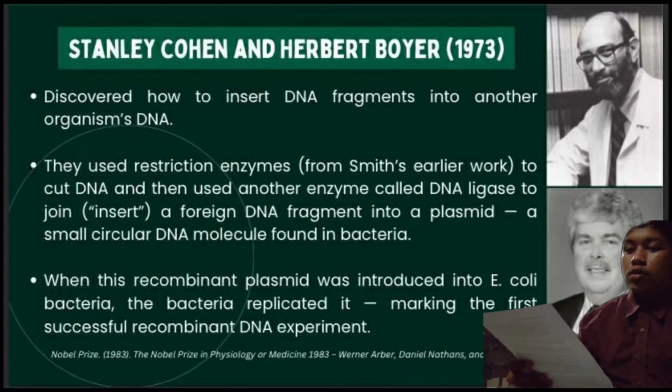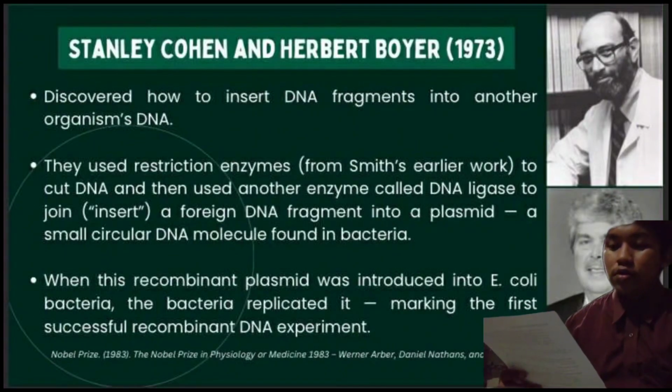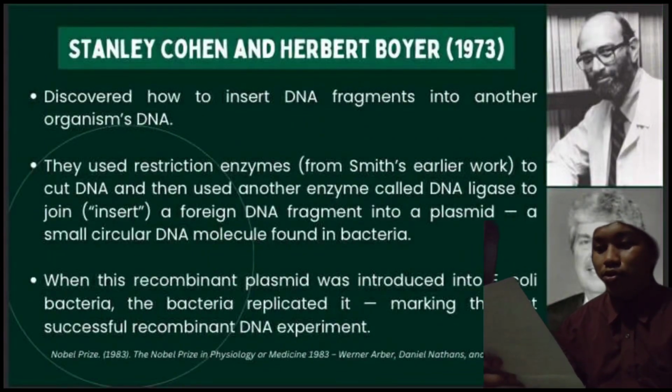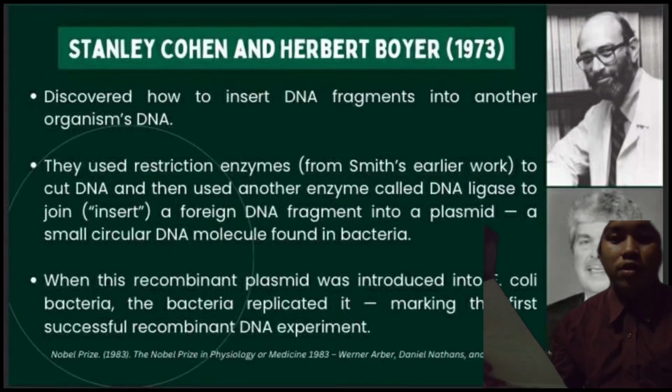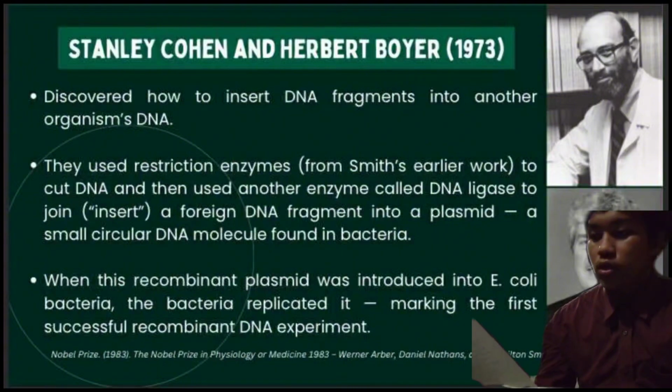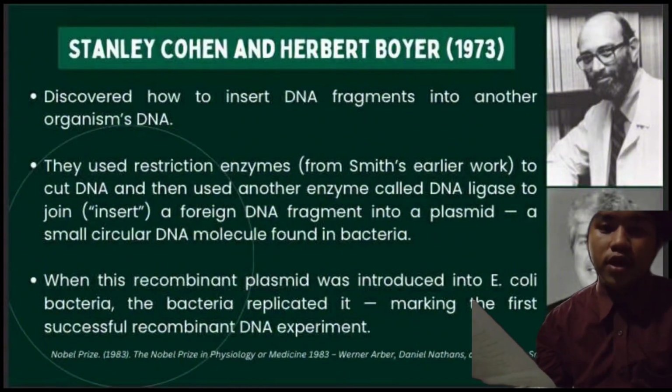Next up are Stanley Cohen and Herbert Boyer, who in 1973 discovered how to insert DNA fragments into another organism's DNA. They used restriction enzymes from Smith's earlier work to cut DNA and then used another enzyme called DNA ligase to join, or insert, a foreign DNA fragment into a plasmid, a small circular DNA molecule found in bacteria. When this recombinant plasmid was introduced into E. coli bacteria, the bacteria replicated it, marking the first successful recombinant DNA experiment.